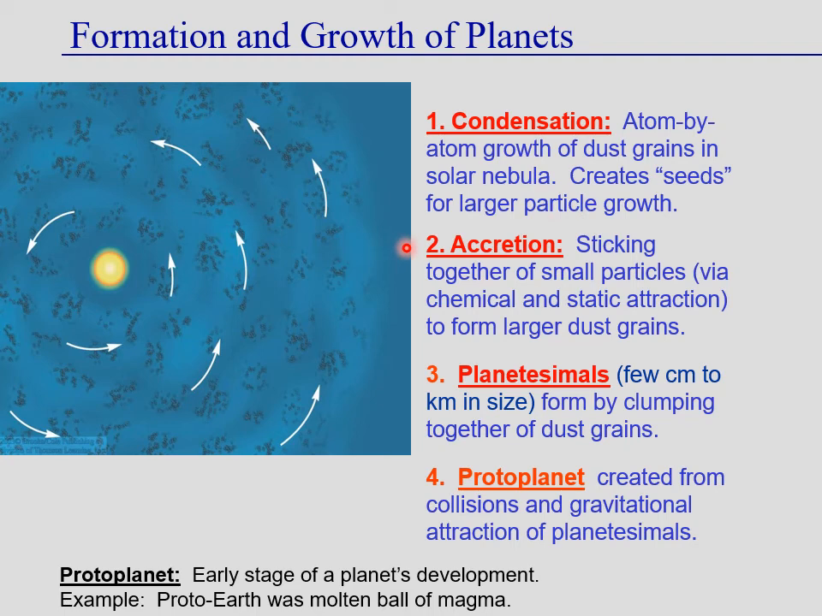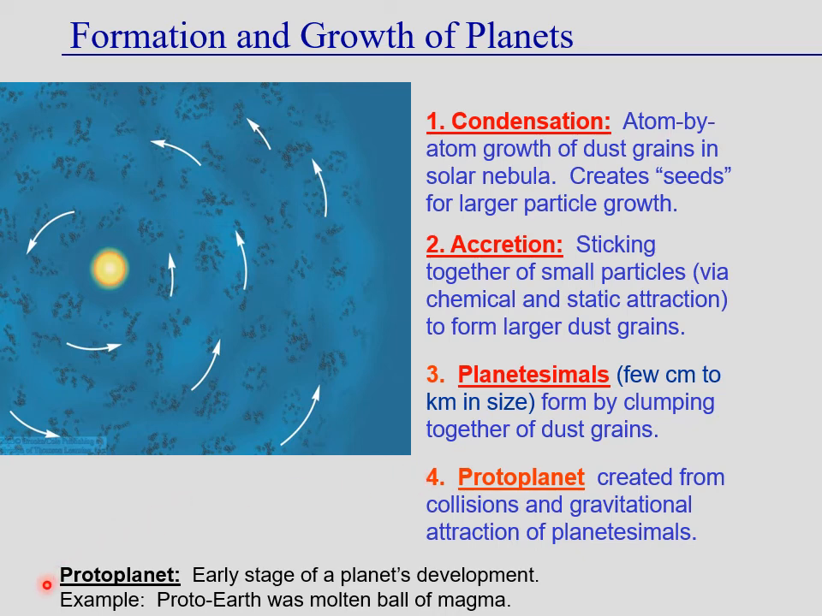And this next step is called accretion. So these small seeds that were created by condensation start to stick together, or accrete. And once they do this, they form larger and larger particles until we reach the planetesimal stage. These are basically rocks and boulder-sized objects that are forming from these dust grains clumping together. And once this starts to happen, gravity starts to take over, and these larger objects start to attract more debris, and so they grow over time until finally a protoplanet is formed.